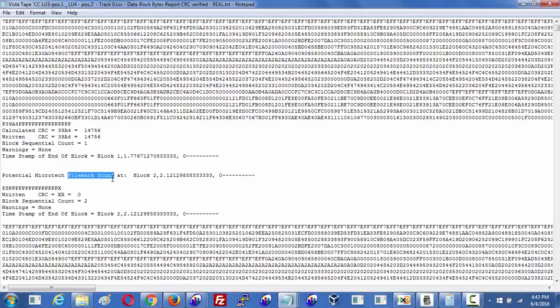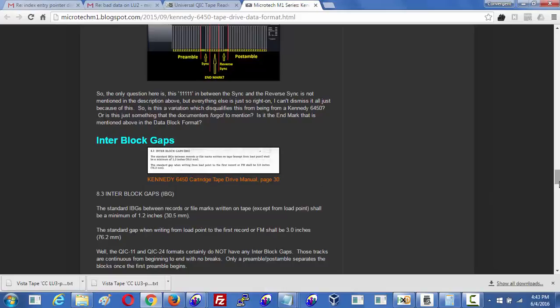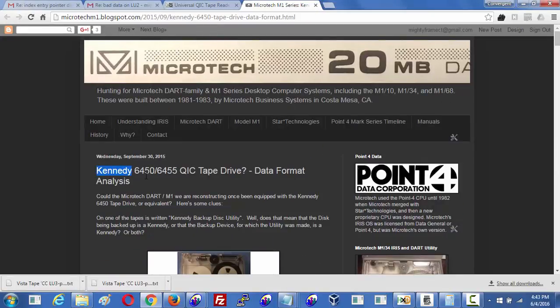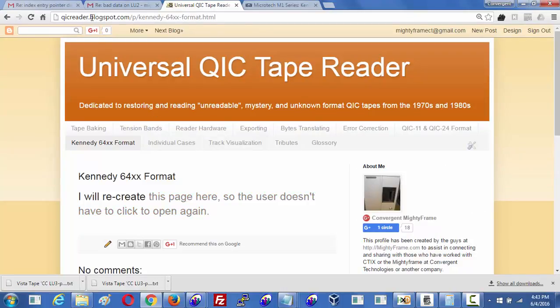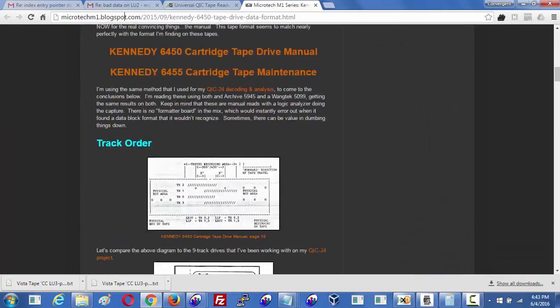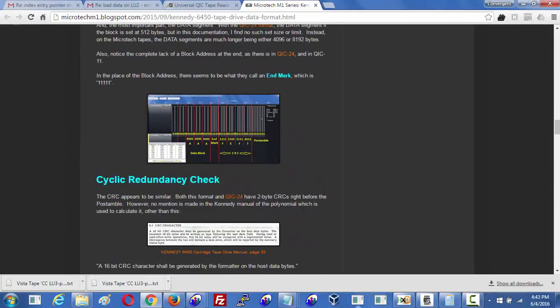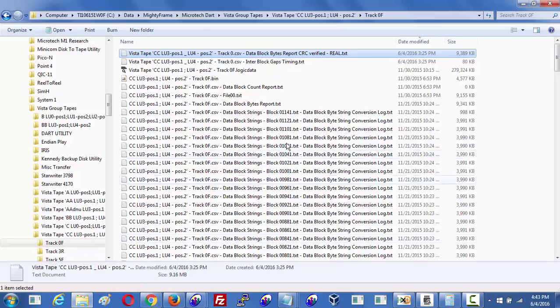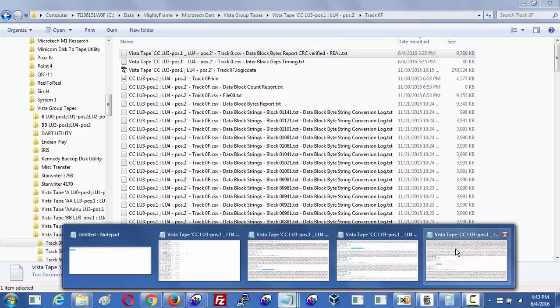If you want to see exactly what these things look like and how I derive this, you might want to look more at this page right here, Kennedy 6450 or 6455 QIC tape drive format analysis on microtechM1.blogspot.com. I have another page for that here at QICreader.com, and there's a tab that says Kennedy 64XX format that links to that page. Okay. So we'll breeze through some of that, but I just want to show the interblock timing that I've calculated.